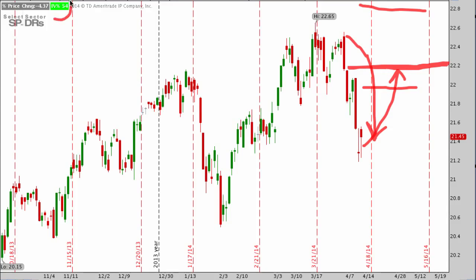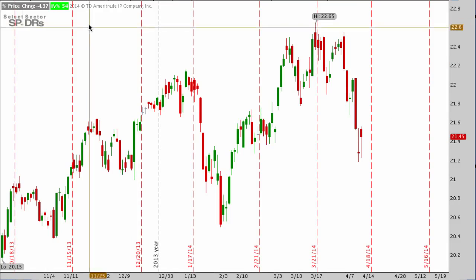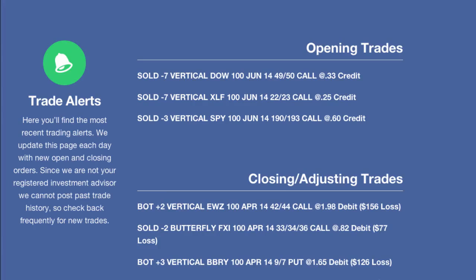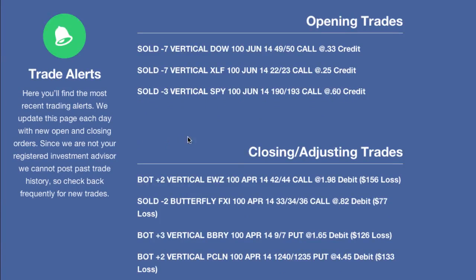Implied volatility just above that 50th percentile, so that gives us a lot of wiggle room here to add to this position if we need to as the stock or ETF continues to rally up. If we could actually sell a little bit more of these at about 30 cents in credit, I'd actually be pretty happy. So a little bit of rally won't do us too bad.